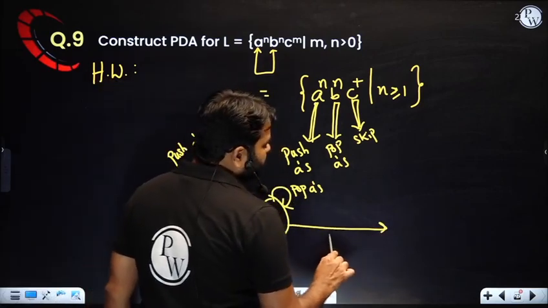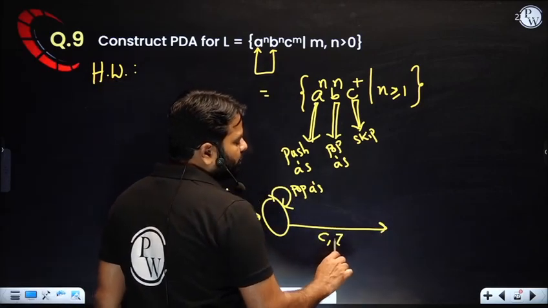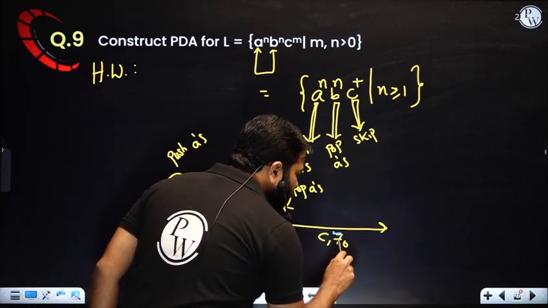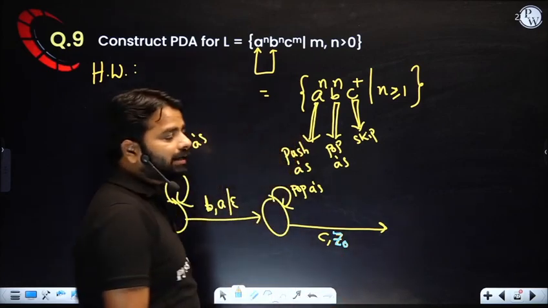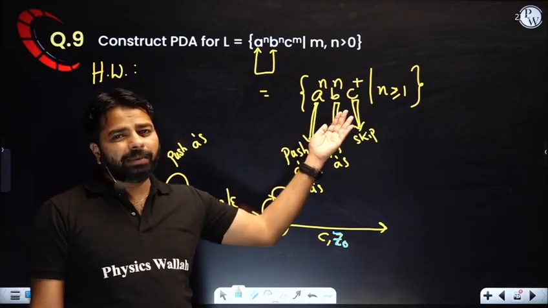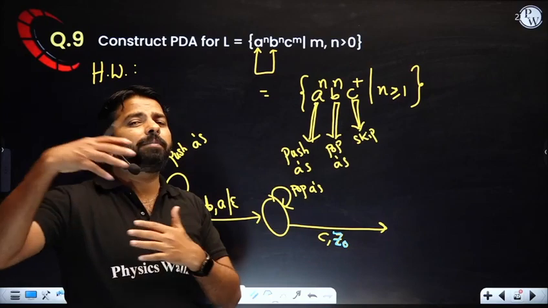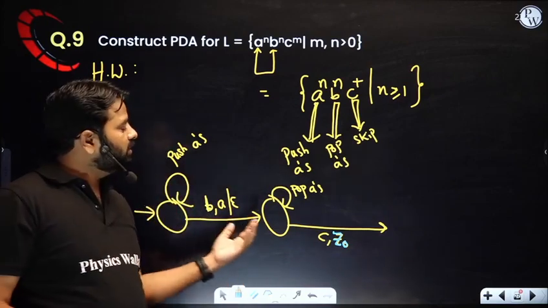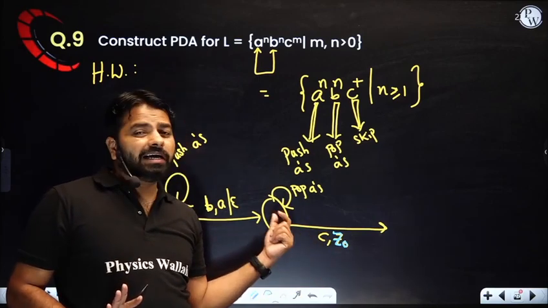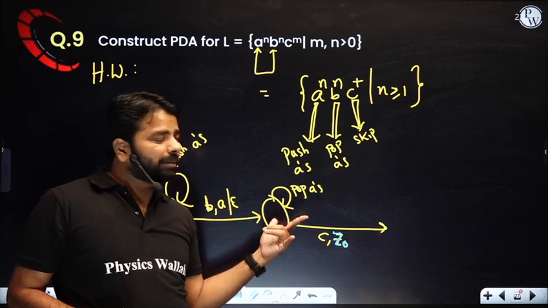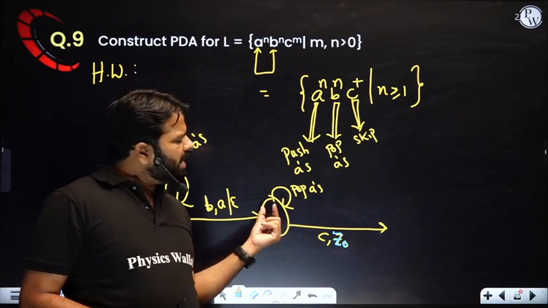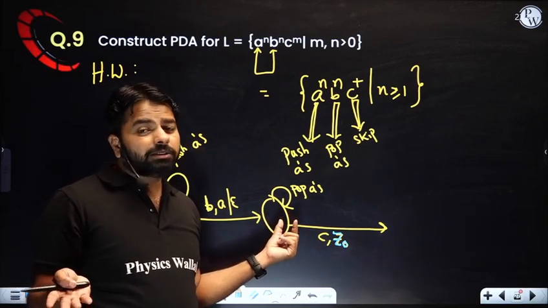Then when the first C comes, Z naught should be there. It means this Z naught is the key for you. What does this Z naught say? It says that these A's and B's are matched. That is the reason: whatever B's occurred, all the B's popped the existing A's on the stack. So when the first C comes, only Z naught is left on the stack. Otherwise, C comma A happens. C comma A means A is more. Suppose here itself B comma Z naught happened, that means B's are more.